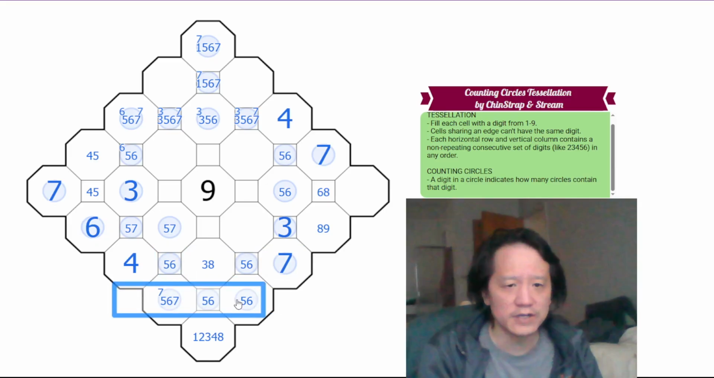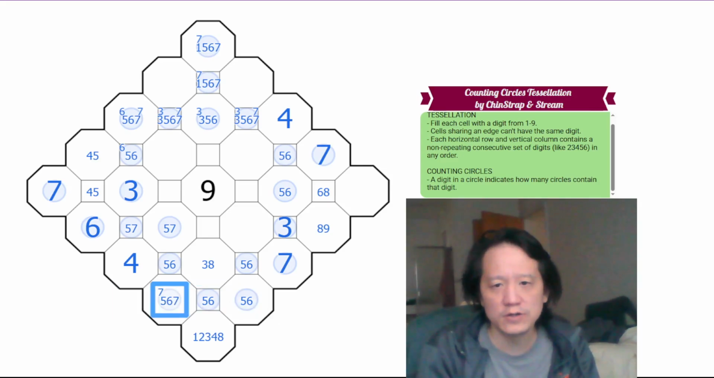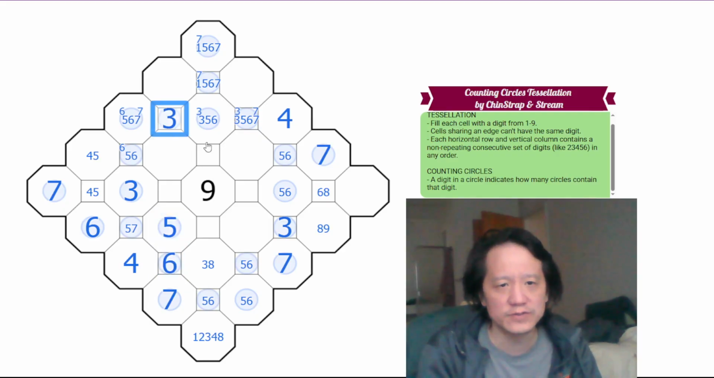Whereas a 7 in row 8, it has to be here. That makes this not 7, so it's 5, that's 6. This can't be 5, 6, or 7, so it's 3, which means this can't be 3. This can't be 3 here.